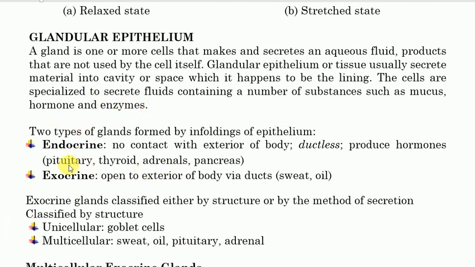Here we have endocrine pamoja na exocrine glands. Endocrine gland, they have no duct and they have no contact with the exterior of the body. So they are ductless and they produce hormones. The hormones normally they are supplied to other parts of the body through blood. But exocrine glands, they open to the exterior of the body via ducts, such as sweat gland and the oil gland.